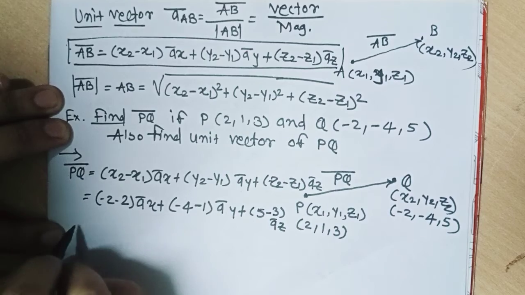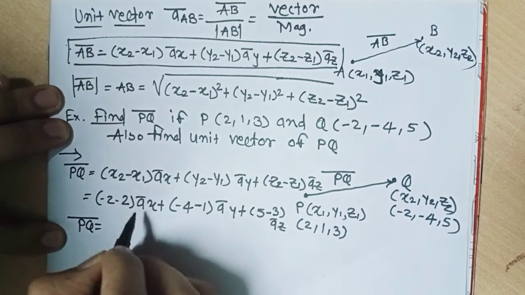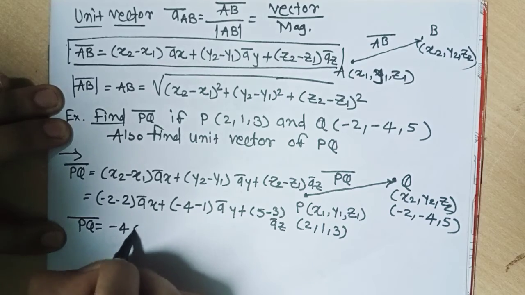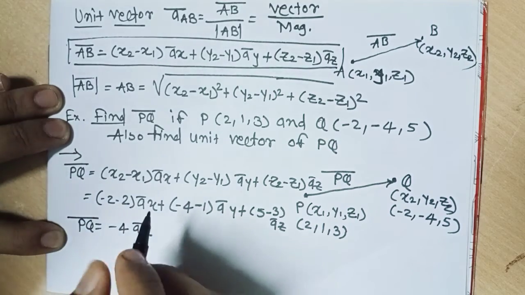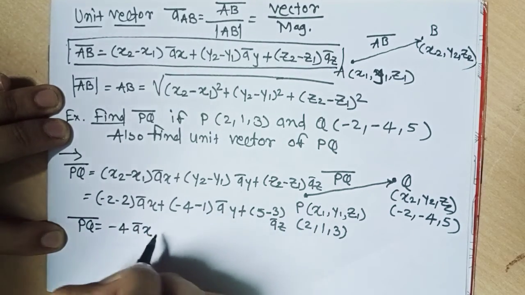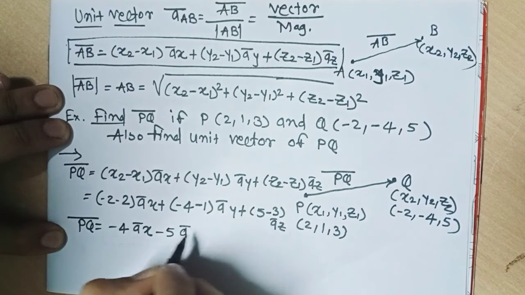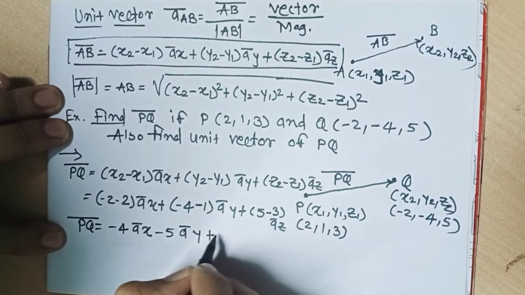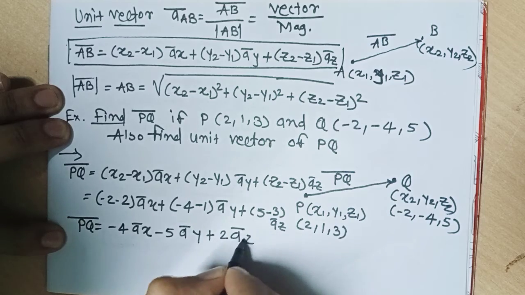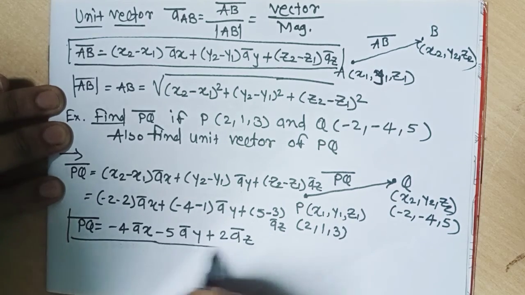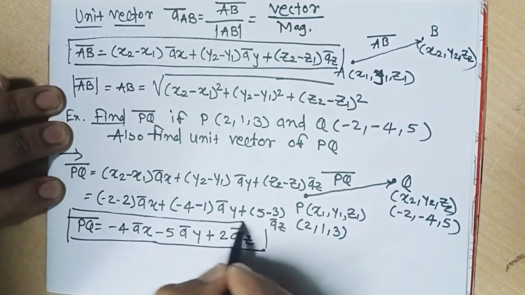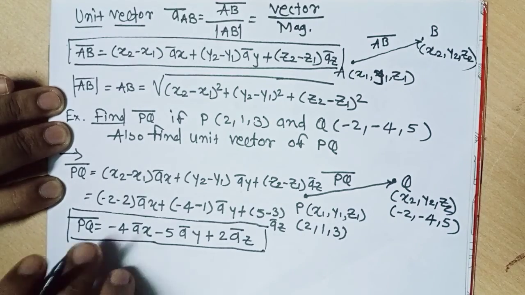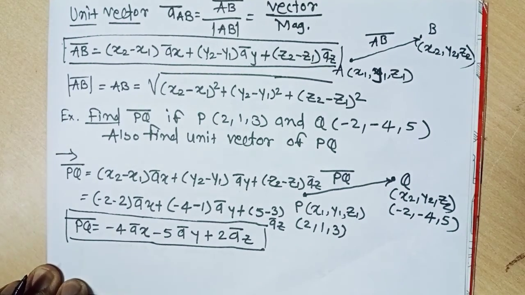So what vector are we getting here? PQ bar is equal to minus 4 a bar x, next this one becomes minus 5 a bar y, and this is 2 a bar z. So this is the answer for the vector. Similarly I can obtain the unit vector.